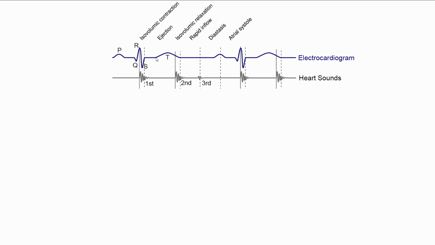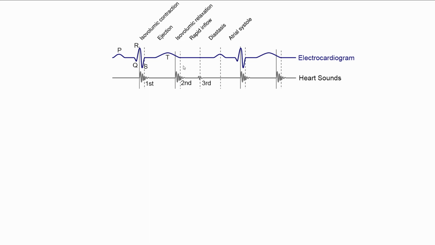Once that concludes, we enter the T wave, which is going to be our isovolumetric relaxation. You'll notice at the end of that, we have our second heart sound. The second heart sound is going to be when the semilunar valves snap shut. This is the pulmonary and aortic semilunar valves.